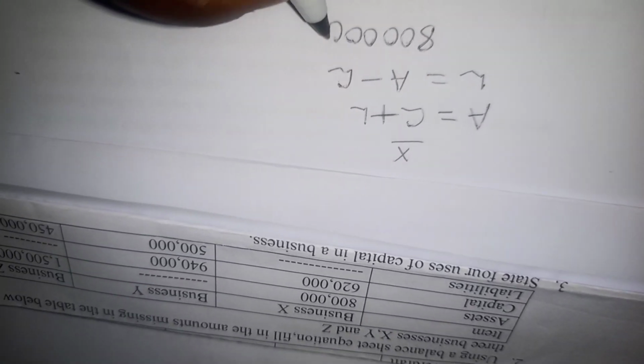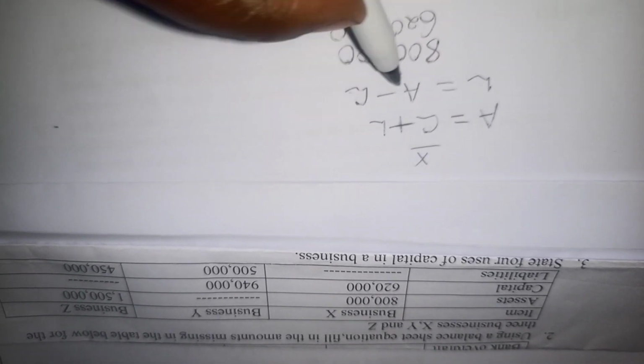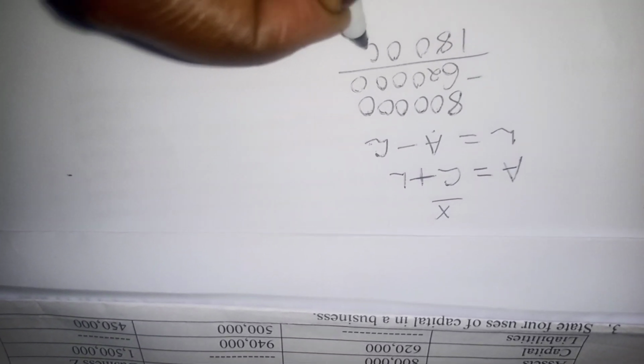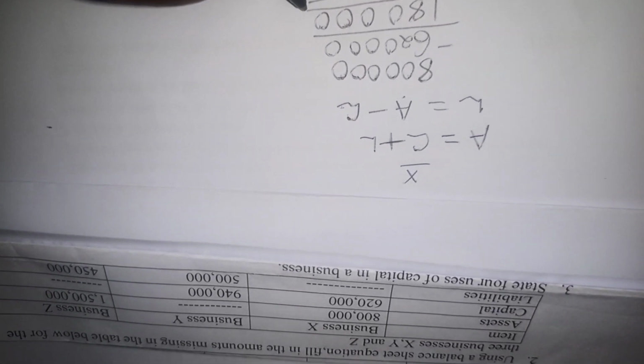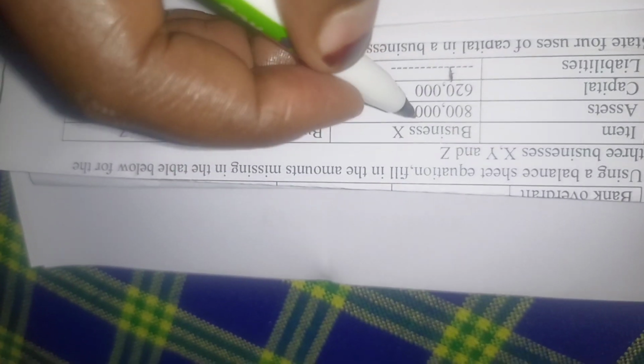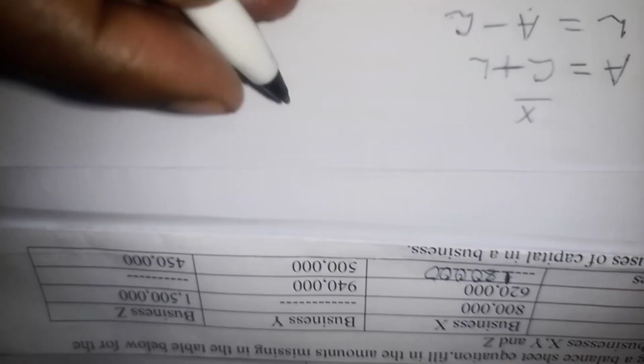So for business X, we have a total of 800,000 assets and capital of 620,000. We subtract that to get liabilities, and that gives us 180,000. Therefore, we can fill our space here with 180,000.